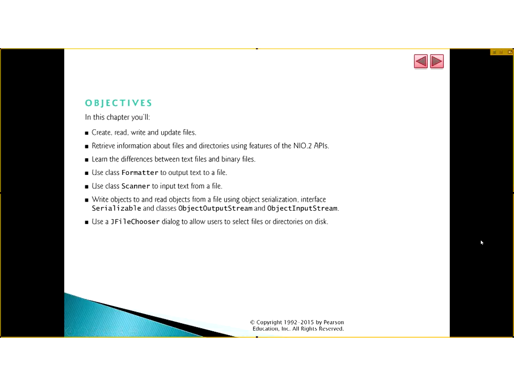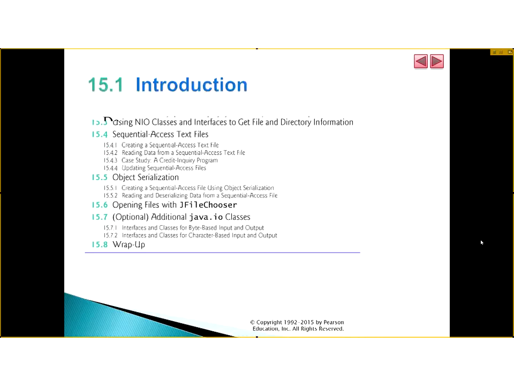We're going to learn about how to create, read, update, whatever. There are new things in NIO, new IO APIs that we want to look at, especially in 220. Okay, 120 we'll do some of the basic things. Difference between text and binary, the formatter class, a scanner class, serializable object output streams, and how to use the JFile chooser. So we got some things to look at as we go through.